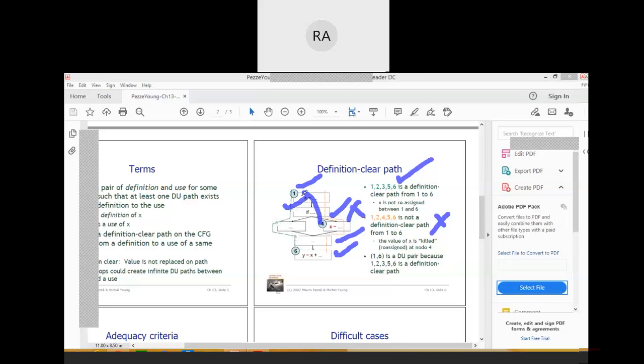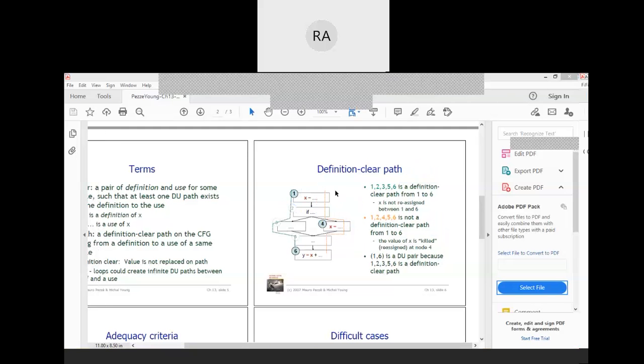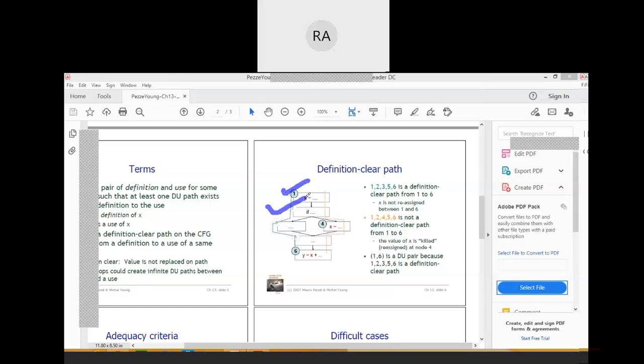Why? Because if you come over here, 1 to 6, 1, 2, 3, 5, 6, why are 1 and 6 forming a DU pair? Because if you traverse through this particular path, from 1 you will move on to 2, then 3, 5, and 6. Is there any node which is replacing the value of x in between 1, 2, 3, 5, 6? No, that's why 1 and 6 are forming a DU pair. Because there is the existence of a definition clear path between 1, 2, 3, 5, 6.